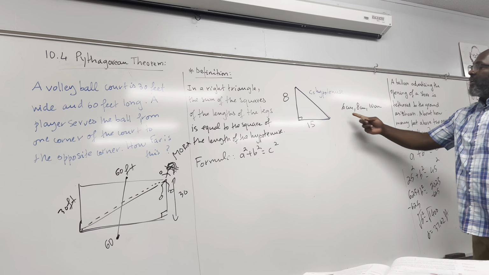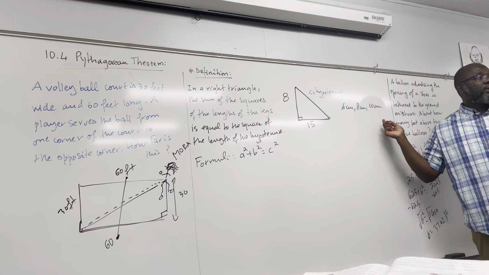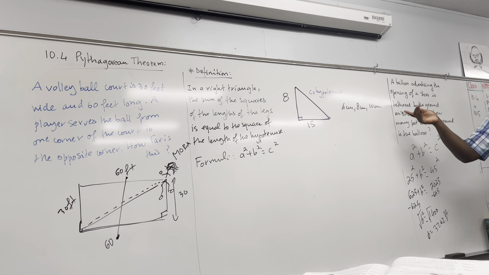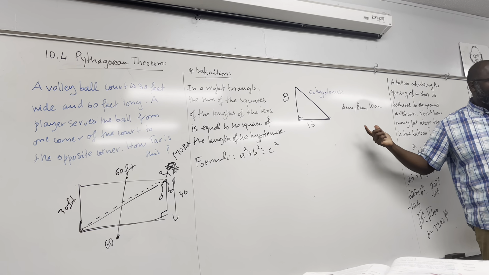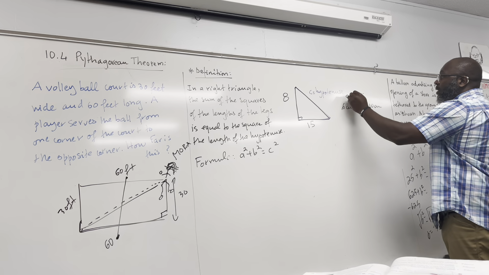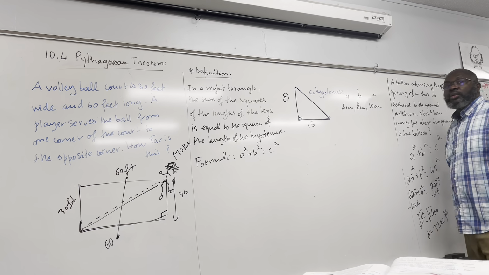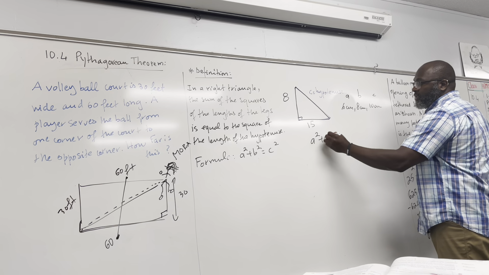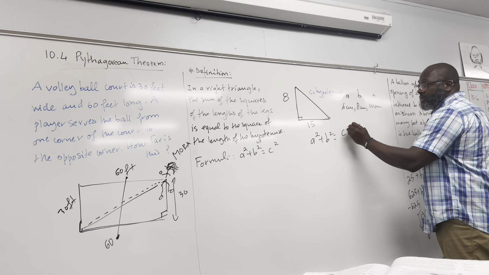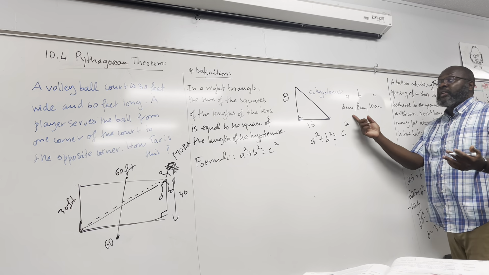And I want to verify these three dimensions. The 10 is going to be C. We don't know yet whether this forms a right triangle. We have to prove it. So let's assume that this is A, this is B, and this is C. According to Pythagoras, A squared plus B squared is equal to C squared. Now let's see if this holds for these values.